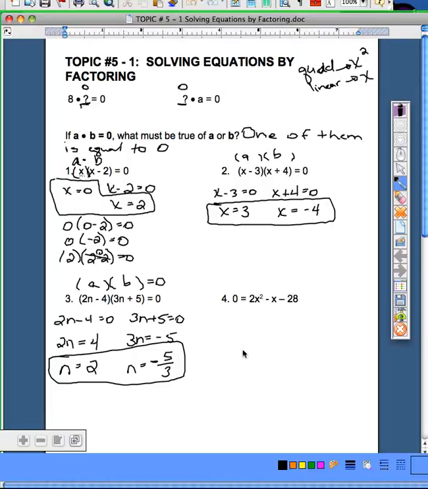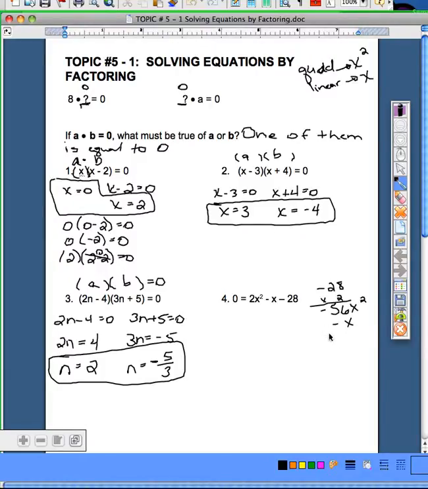Now, we have a couple things that are different on our example 4. One, 0 is on the left. It does not matter. It's still, everything is equal to 0. The other thing that's different is it's not factored already. So we have to figure out how to factor it. We have to go back to unit 4 and remember how to do that. So we have negative 28 times 2, which is negative 56x squared. I need factors that multiply to be that and add to be negative x.